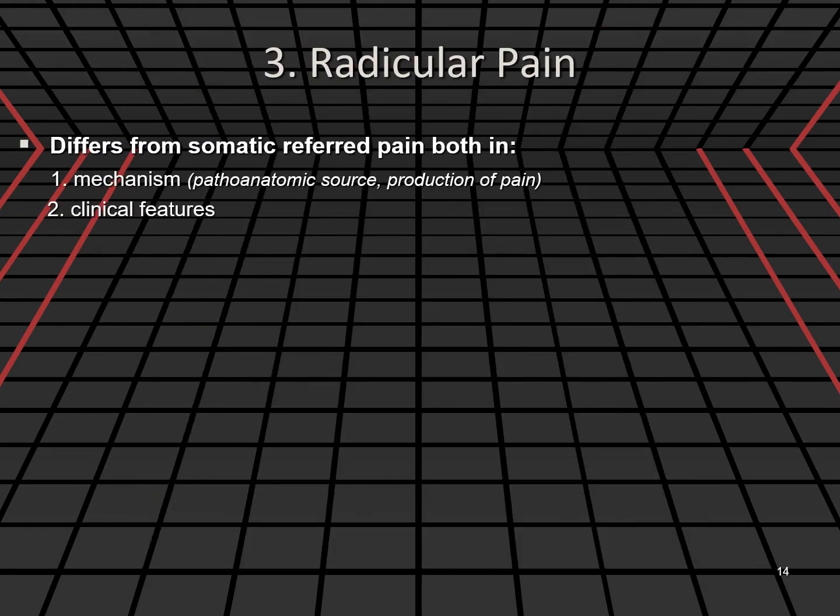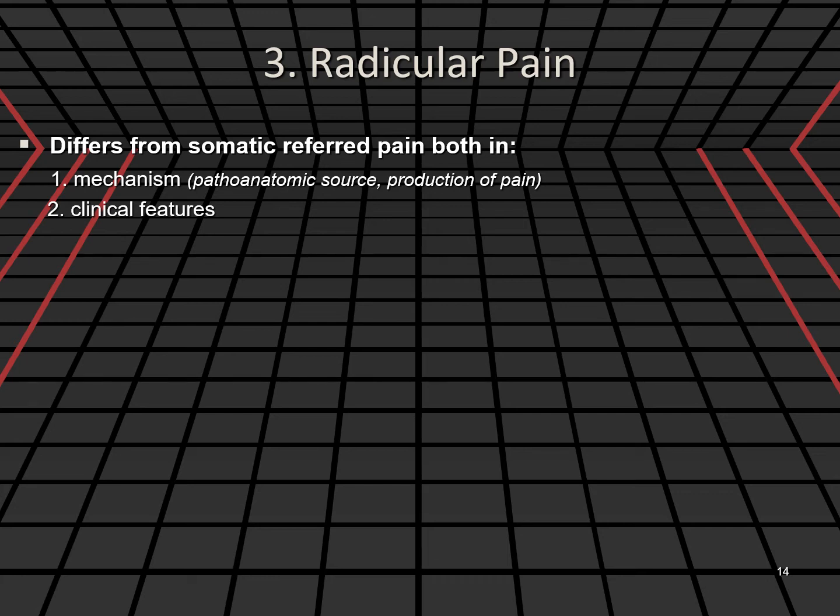All right, number 3, radicular pain. Radicular pain is different from somatic referred pain. When you see the prefix radic, R-A-D-I-C, what does that mean? Well, it means root. When you define something as radicular pain, what you're saying is that the patient has nerve root involvement. So if you're going to use that term, make sure that the orthopedic and neurologic tests confirm your assessment.